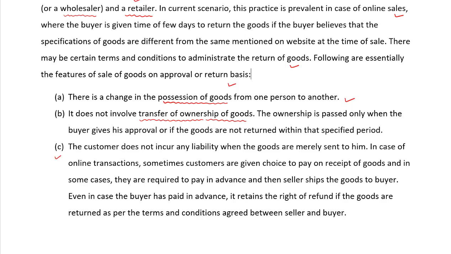C. The customer does not incur any liability when the goods are merely sent to him. In case of online transactions, sometimes customers are given the choice to pay on receipt of goods. In some cases, they are required to pay in advance also, and then the seller ships the goods to the buyer. Even if the buyer has paid in advance, the buyer retains the right of refund if the goods are returned as per the terms and conditions agreed between the seller and the buyer.